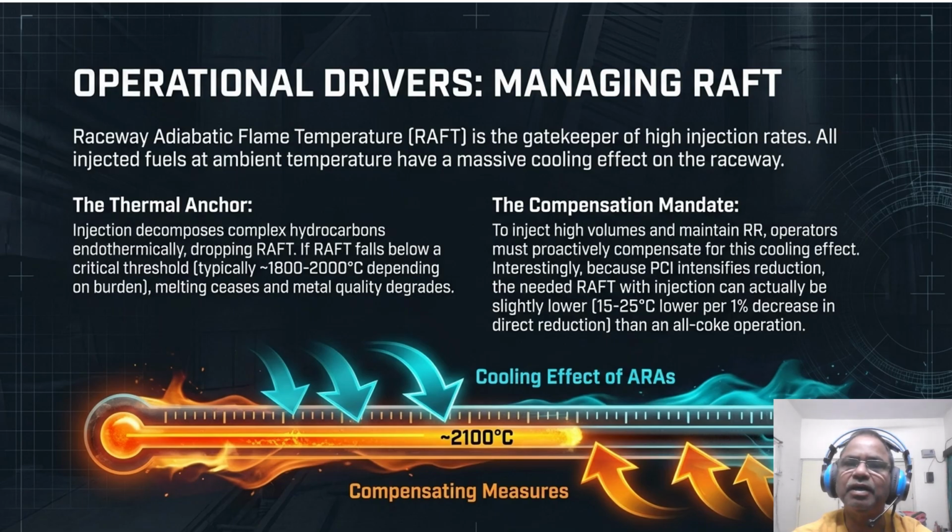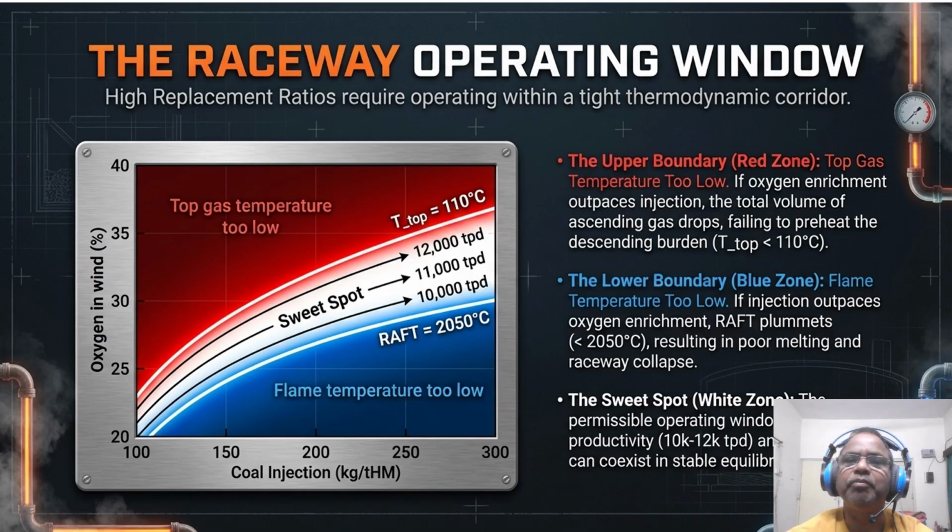And this results in a compensation with cost. So the raft is your thermal anchor. You can only inject as much as you can thermally compensate for. So this leads to the raceway operating window, where we balance these competing forces. And our next slide is on that important information.